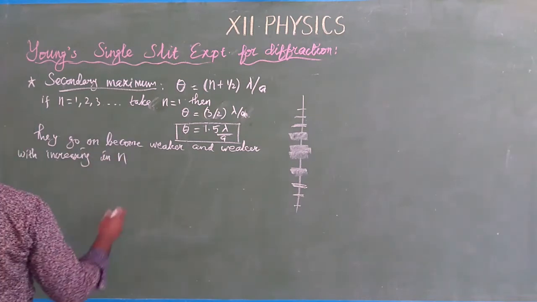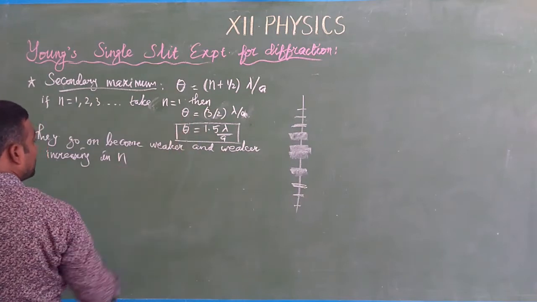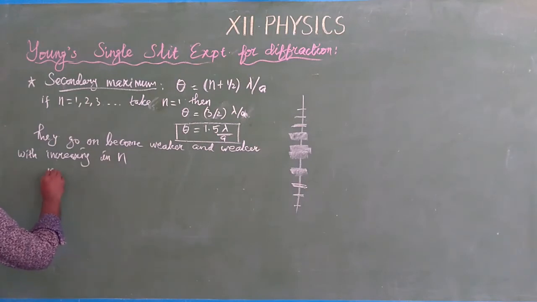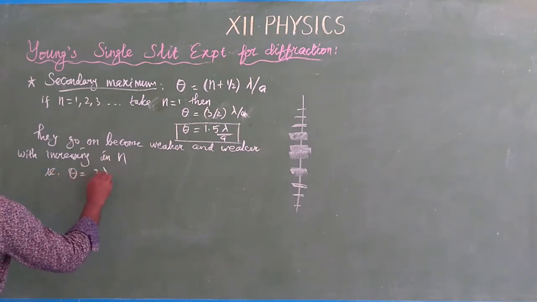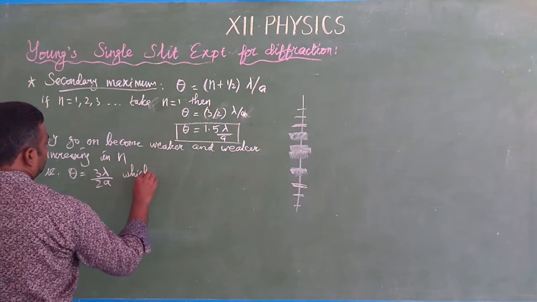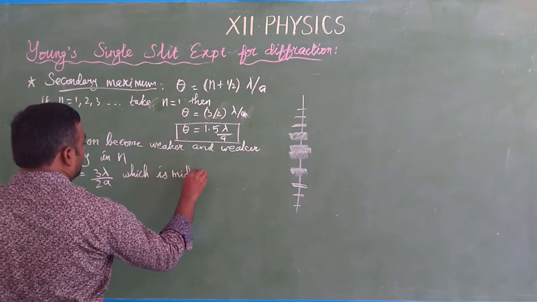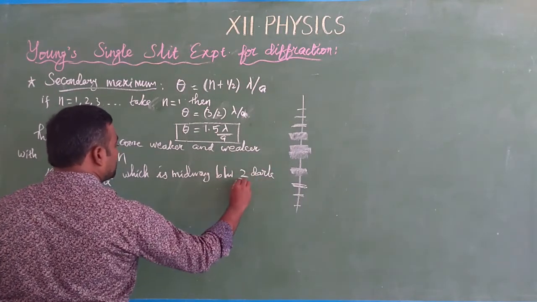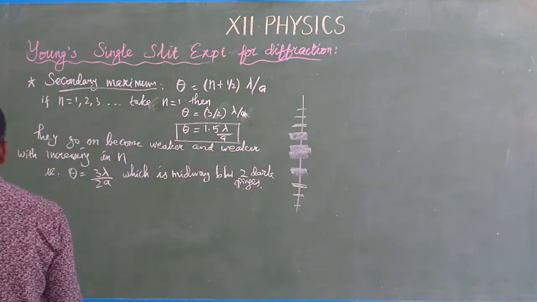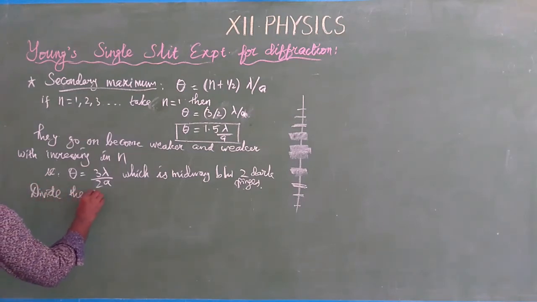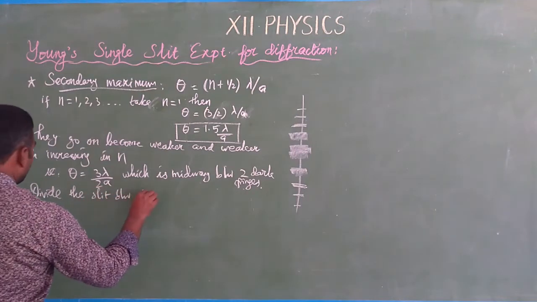Okay. So now we are considering the angle theta, that is 3 lambda by 2a. That is theta is equal to 3 lambda by 2a, which is midway between two dark fringes. Okay. So divide the slit into three equal parts. இப்போ ஸ்லிட் என்ன பண்றோம்னா மூணு ஈக்குவல் பார்ட்ஸா பிரிச்சுக்கிறோம். So divide the slit into three equal parts.